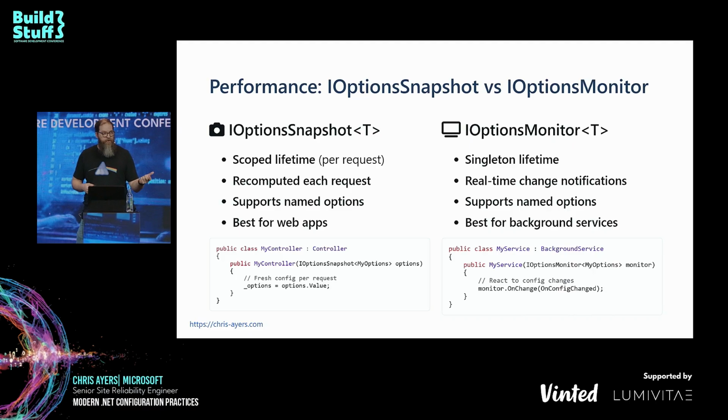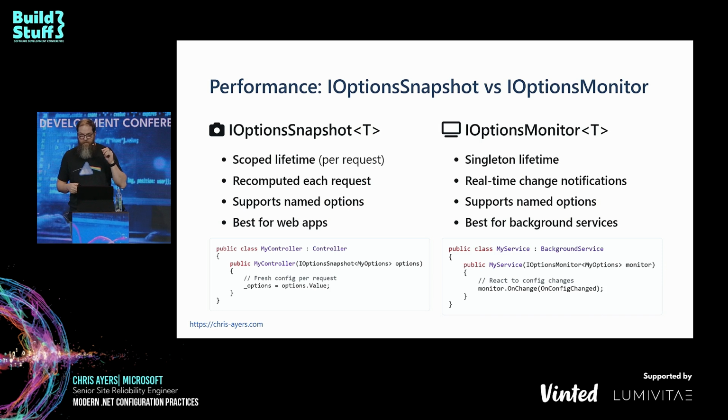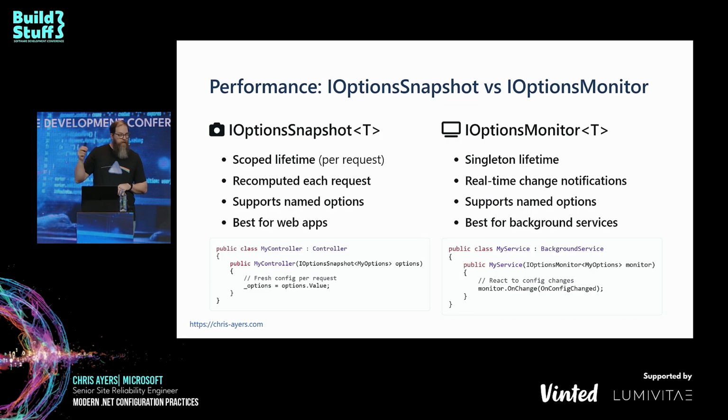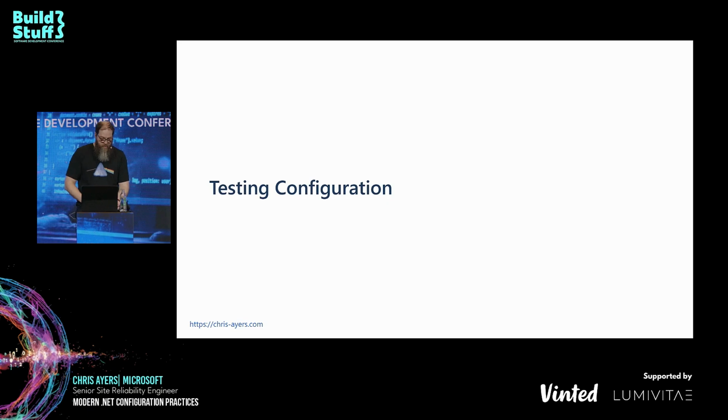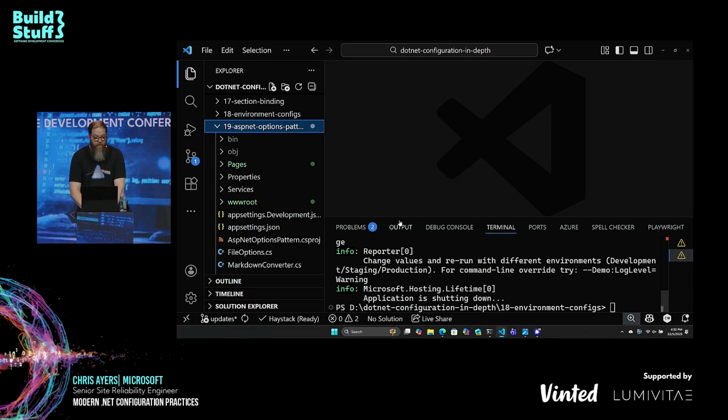So snapshot is usually used when you have a request and you're passing it through the request chain, where you want that snapshot with a scoped lifetime. But it can be recomputed, so it can be expensive if it's computed every request, but this is really good for your web apps. This is what you want for the most part. The monitors are if you have really long-running web services or really long-running background services. So let me go show you those demos real quick because it will make everything clear.